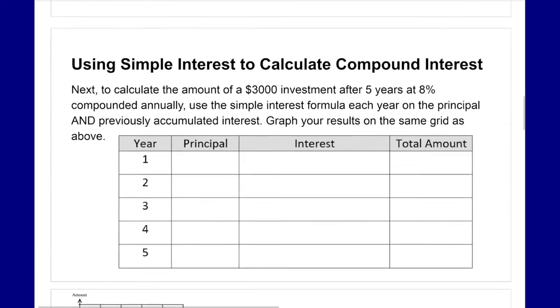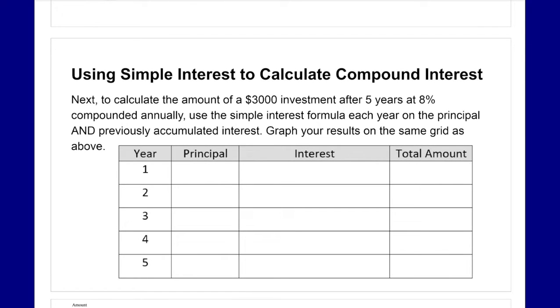Next, what we're going to do is we're going to use simple interest to calculate compound interest. So we're going to go through this. We're going to calculate the amount of a $3,000 investment after 5 years at 8% compounded annually. So that is the difference. That compounded word, or that compounded part, tells us what type of interest we're dealing with. And again, it does say that the difference is that the principal for each year is the principal that we started with plus the accumulated interest.